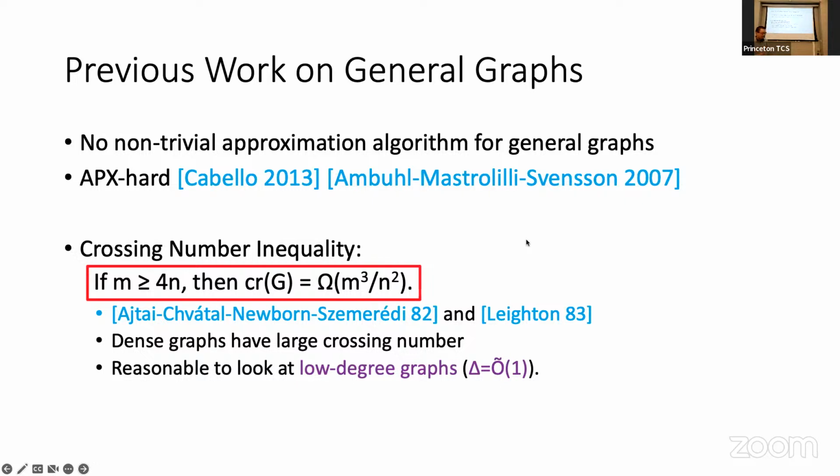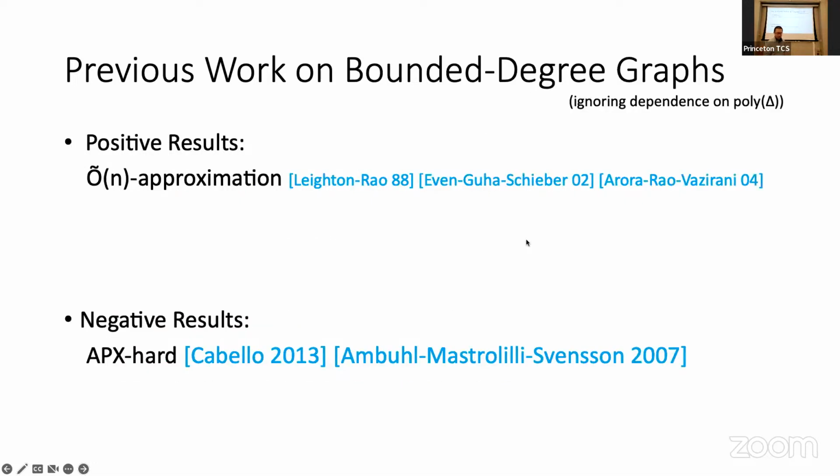Therefore, it's reasonable to look at sparse graphs in which the max degree is bounded by some constant or slowly growing function of n. And this is going to be the focus of our talk: approximating crossing number and drawing bounded degree graphs. And even in this special case, there are not very many previous results that are known. For a very long time, the strongest approximation for the crossing number is Õ(n) approximation, even on bounded degree graphs.